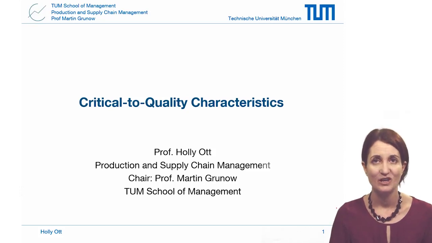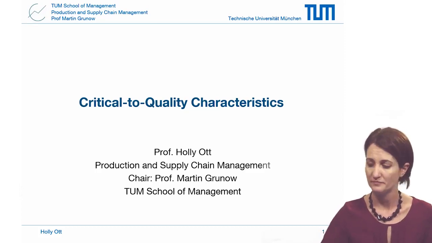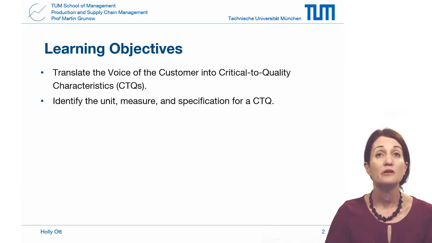In this session, we will discuss how to move from the define phase, where we identified the voice of the customer, and how then to move from our process flow of the key steps of our process to identify the critical to quality characteristics of our process. The learning objectives are to be able to translate the voice of the customer into critical to quality characteristics, or CTQs. And we want to be able to identify the unit, the measure, and specifications for these CTQs.